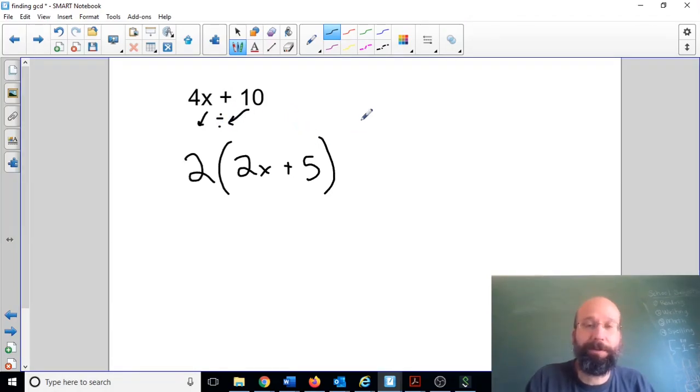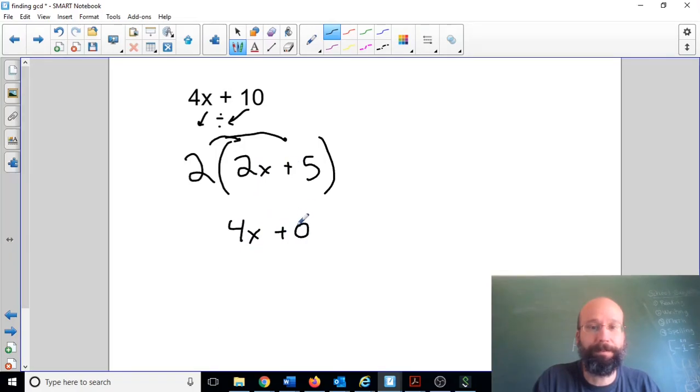This is why some people call factoring reverse distributing, because you're taking this and pulling a 2 out. So if we distribute and take everything outside and multiply it to the inside, 2 times 2x is 4x, and 2 times 5 is 10. And we're back to our original problem. So if it's easier to think of it as reverse distributing, then you can. But we're just factoring out whatever these terms have in common. In this case, their greatest common factor is just the 2.